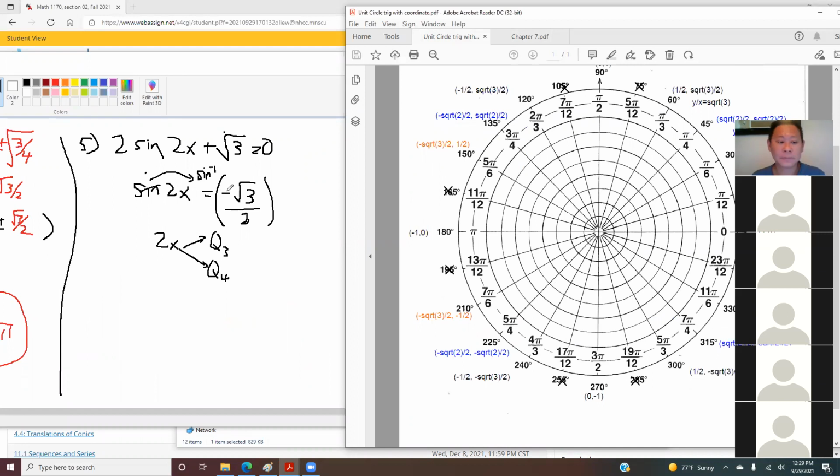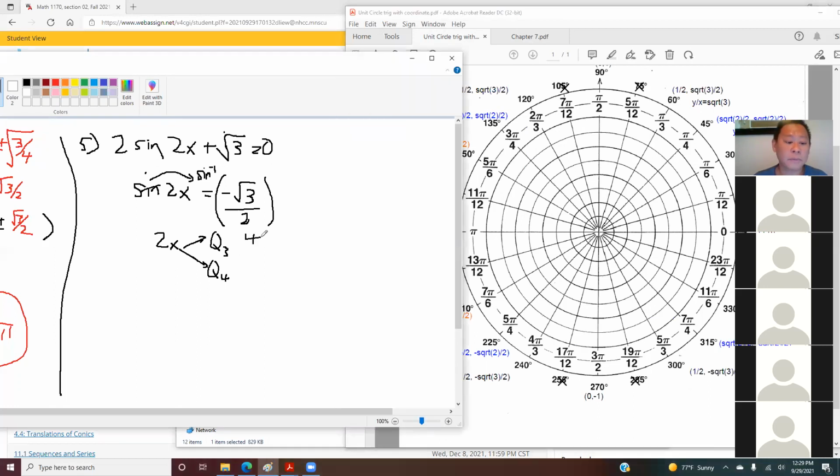Oh wait, cosine is the x value, right? Sine is the y value. My bad, never mind. So it's 4 pi over 3 and 5 pi over 3. When you say 3, make sure you check the 3 for the other one. So this one will be 4 pi over 3, and this one is 5 pi over 3.